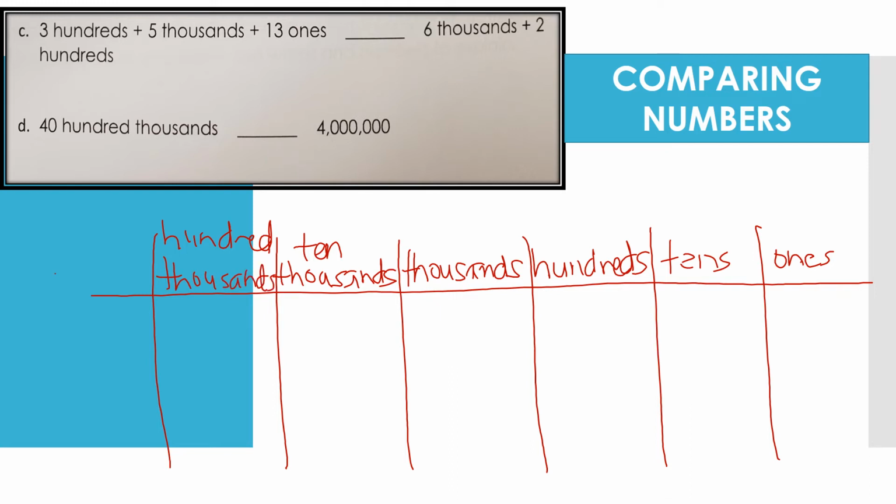And then we have our whopping millions. Whoop, whoop. All right, so taking a look at letter C, it says we have 300s. So I'm going to place a 3 in my hundreds place.